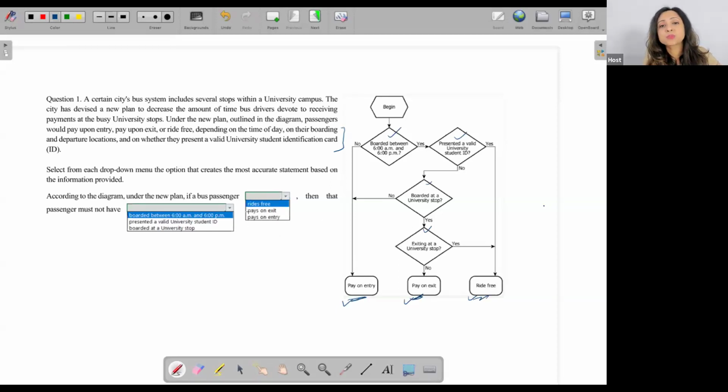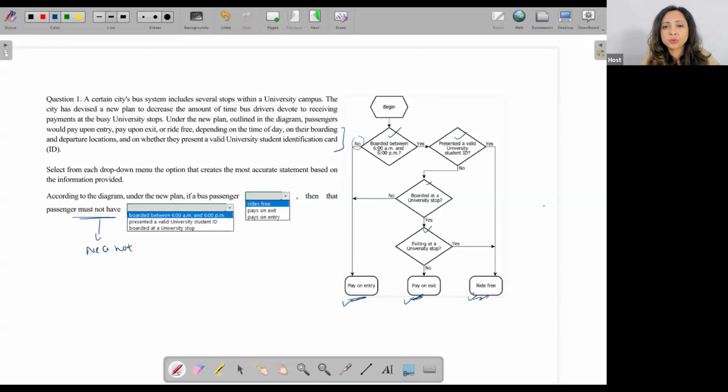So if a bus passenger, one of these three, then that passenger must not have... This means must not have. I am looking for a necessary not condition. That there is this one condition which is necessary for either this, or for either this. And the negation of this condition is necessary. Let me look at pay on entry.